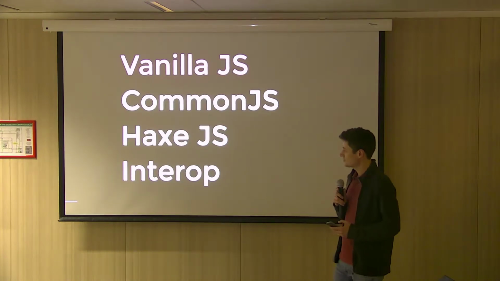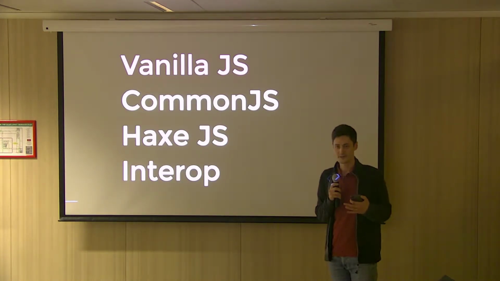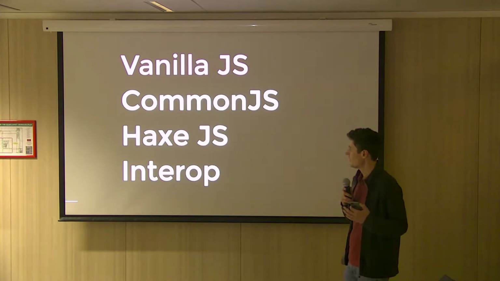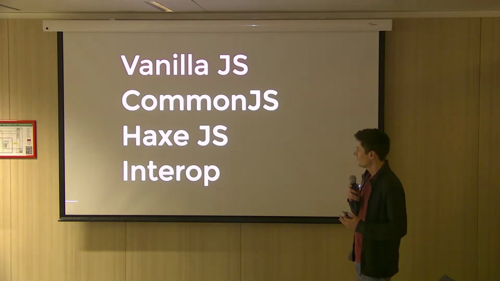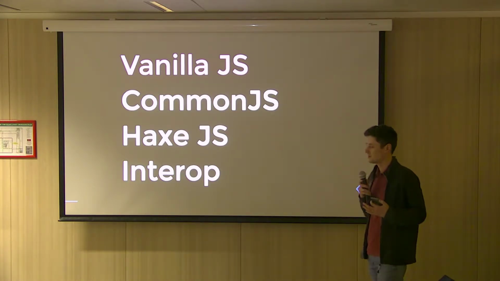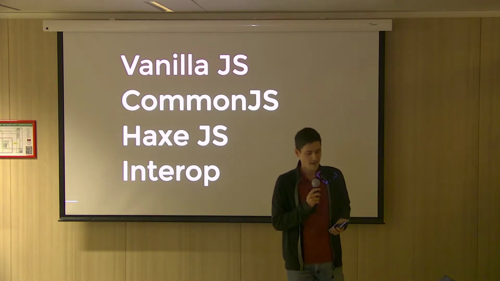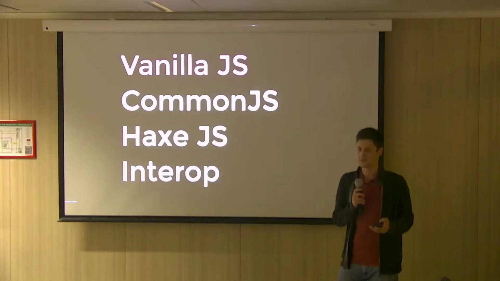So I'm going to go through the different basic blocks that are needed to understand all that. It's how it is in vanilla JavaScript, how it works using CommonJS to create modular code, and how it maps to and looks like in Haxe. And finally, how we make the two worlds communicate, because they will need to interact.